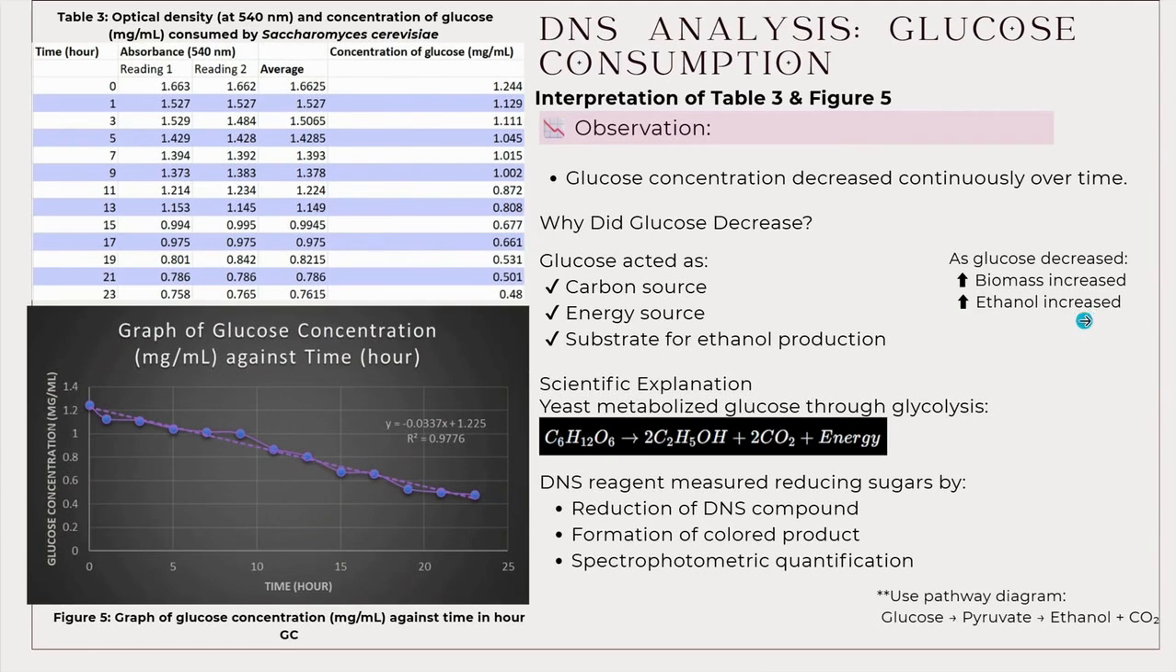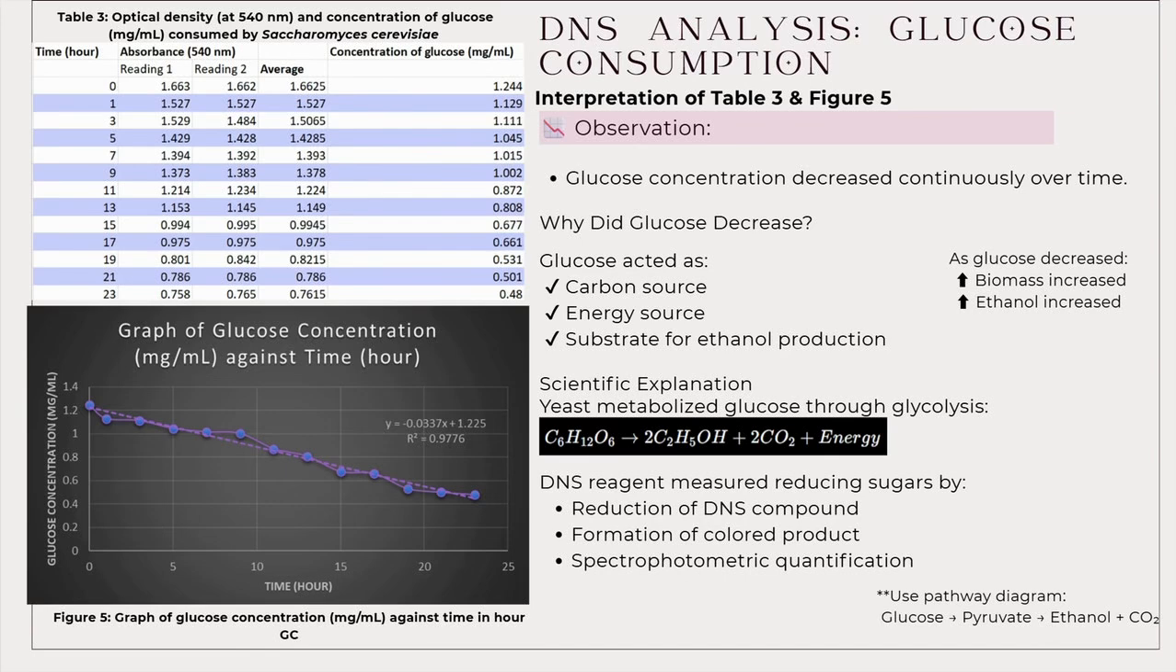And let's continue. Based on Table 3 and Figure 5, glucose concentration decreased progressively throughout the fermentation process. This trend indicates that glucose was continuously utilized by Saccharomyces cerevisiae as the primary carbon and energy source for biomass formation and ethanol production. The decreasing glucose concentration reflects active microbial metabolism through glycolysis, where glucose molecules were converted into pyruvate while generating ATP and also NADH.